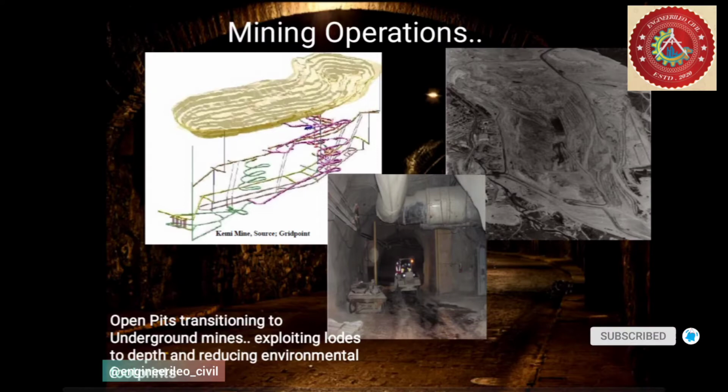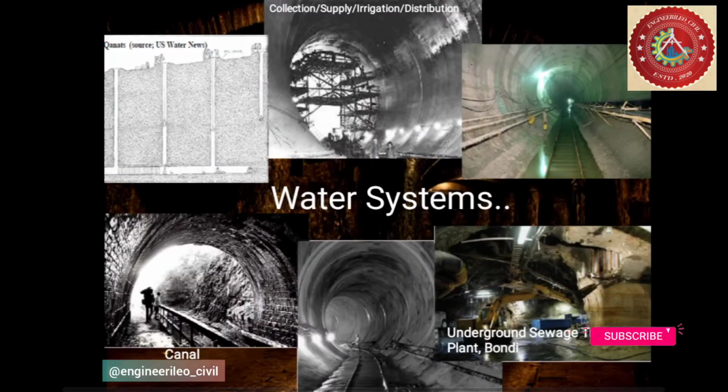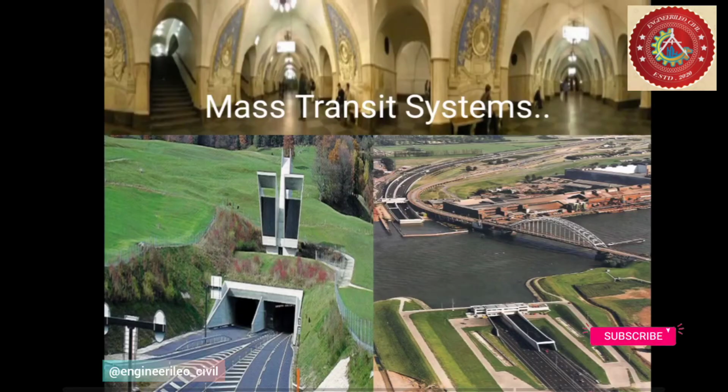You can see in the figure. In this figure, you can see the small tunnels done underground. The collection, supply, irrigation, and distribution of waters are done underground. Water lines, water tracks, water pipelines are done underground. Canals are done underground. A sewage treatment plant in Bondi has been constructed underground. Right? Here you can see the mass transit system.